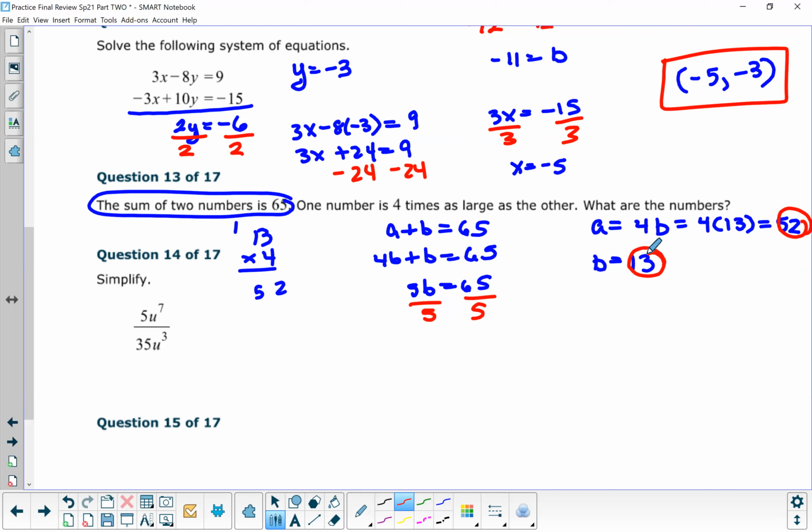All right, question 14. Simplify 5u to the 7th over 35u cubed. So 5 over 35 reduces by factors of 5. Right, so that's going to give us a 7 in the denominator. And then u to the 7 over u cubed. We can subtract our exponents, so u to the 7 minus 3. So we're left with u to the 4th power over 7.